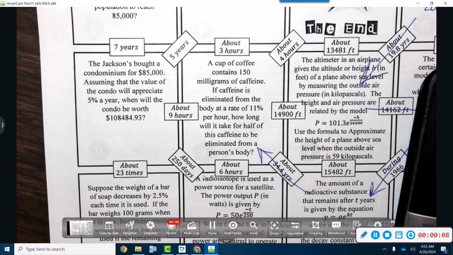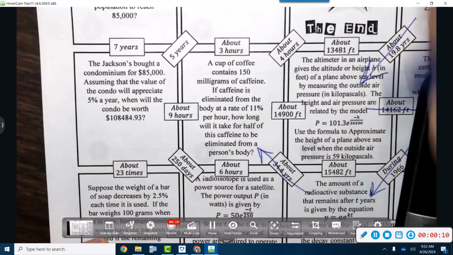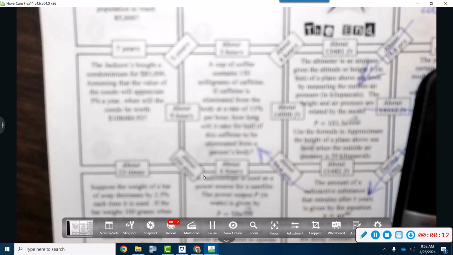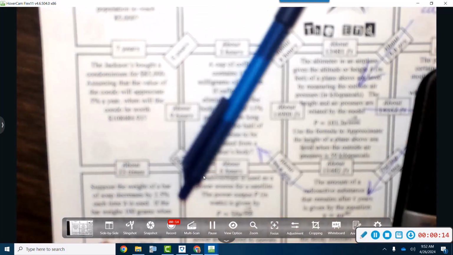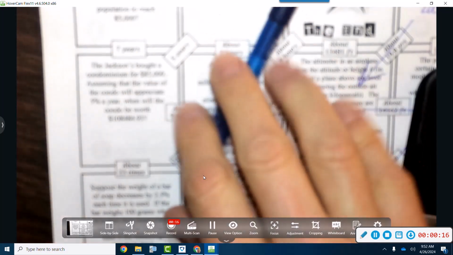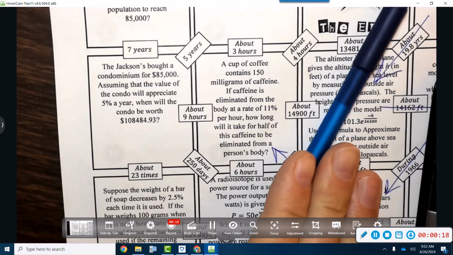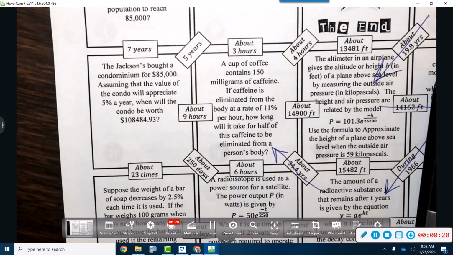A cup of coffee contains 150 milligrams of caffeine. Let me auto lock this. Okay, that's not going to work. Nope. Come on now. Come on. There we go. A cup of coffee contains 150 milligrams of caffeine.